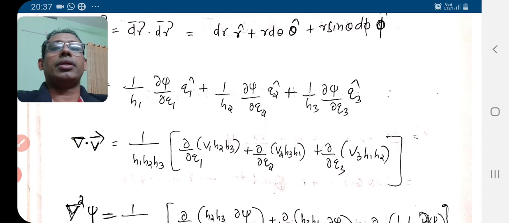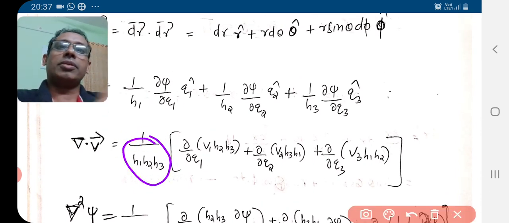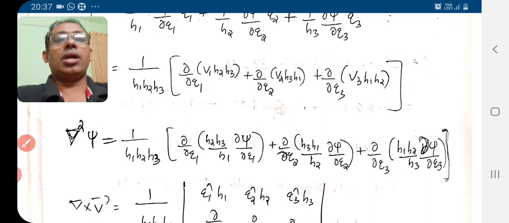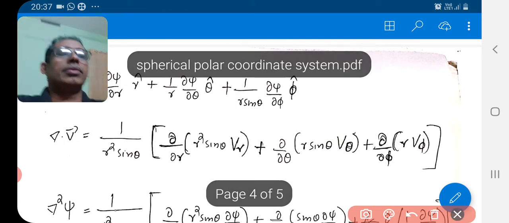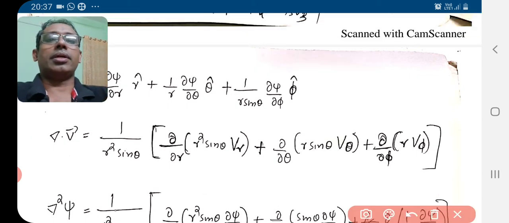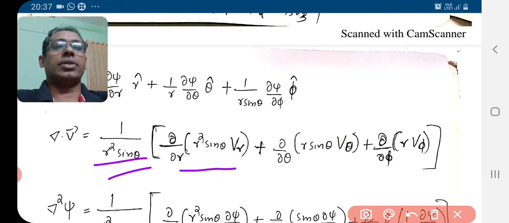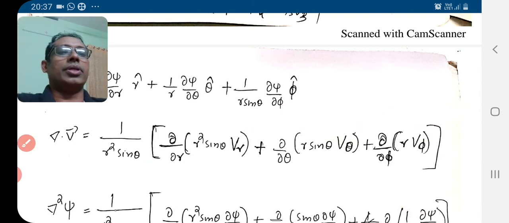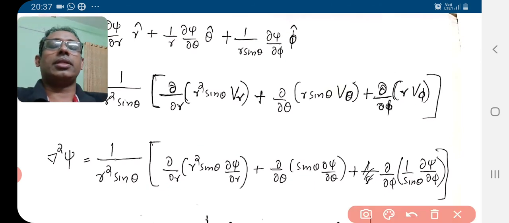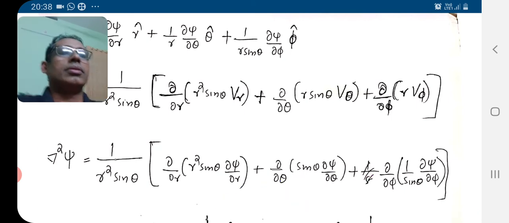Del dot v has got 1/(h1 h2 h3) here. As we multiply h1, h2 and h3, we will be getting r² sin θ. So that is written here. Then ∂/∂r of r² sin θ vr, the r component of v, the θ component of v, the φ component of v. Del squared ψ is given by 1/(r² sin θ) and all this.